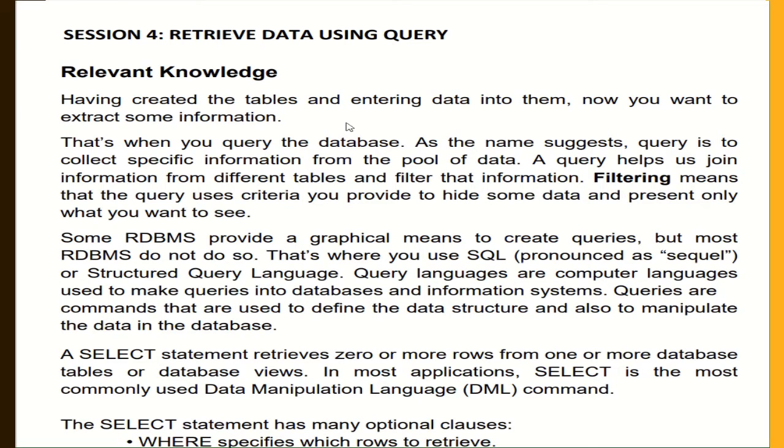Okay, so having created the tables and entered data into them, now you want to extract some information from the database. So for that we need some filtering of our information. Now in our database, what do you mean by filtering? Filtering means that the query uses criteria you provide to hide some data and present only what you want to see. For that we use what?